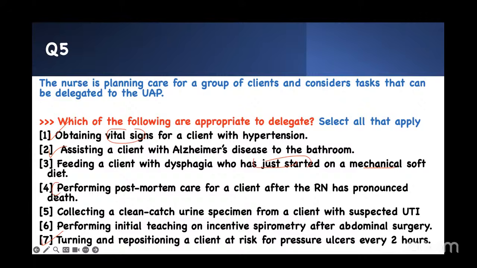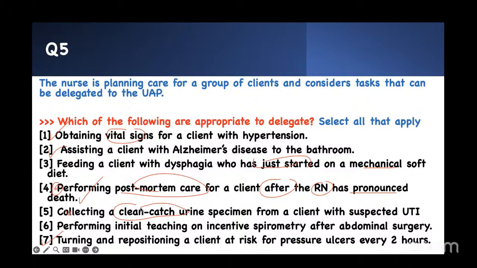How about number 4? Think about it. 4 and 5. What do you think about these 2 questions? Can the UAP do that? There's a clue in the question. Number 4, even if you don't know whether they can do postmortem care, use test taking strategy. I said after the RN pronounced. So after the RN has done the initial assessment, the UAP is allowed to help with the postmortem care. And this is always a trap. Clean catch urine is always done by the patient, right?